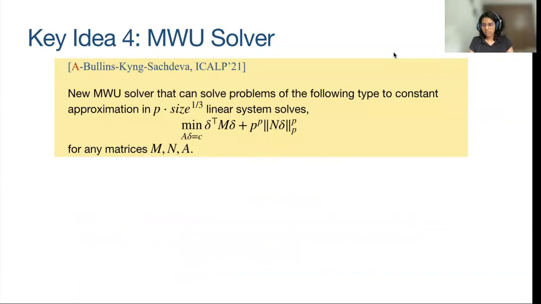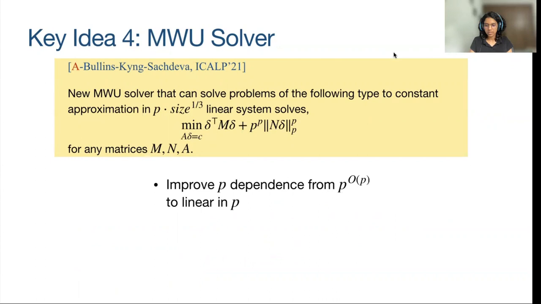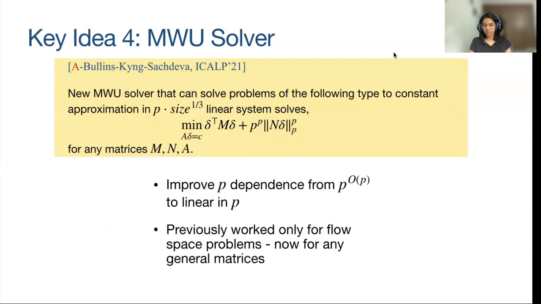So the key thing here is we're able to improve our p dependence in this algorithm from exponential to linear. And originally this only worked for flow spaces, but now it can work for any matrices.